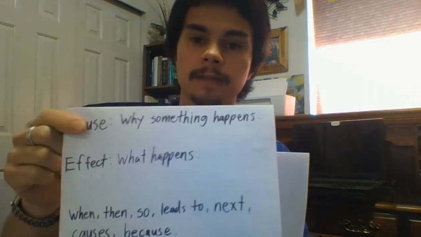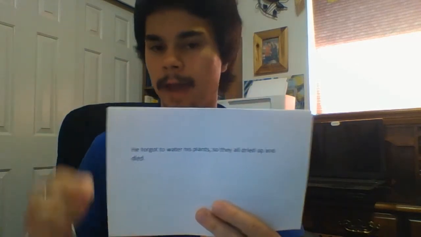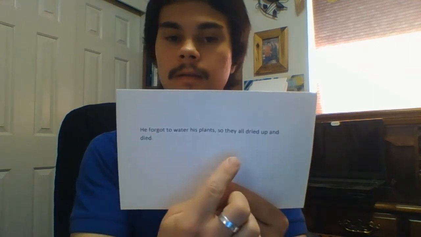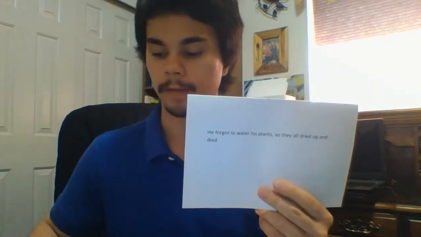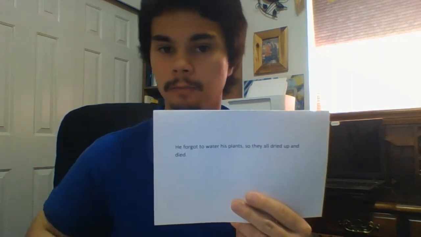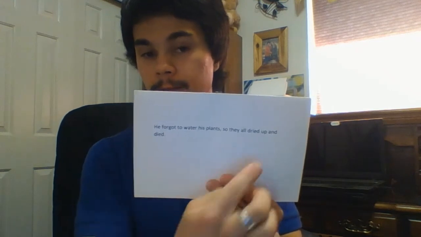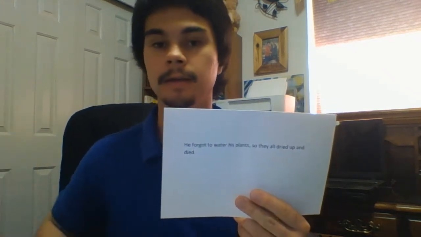Now the effect is what happened because of the cause. So what happened because he forgot to water his plants? They all dried up and died. That would be the effect. Hopefully you got that. So again, the cause is he forgot to water his plants. That's what comes first. And the effect is that they dried up and died. That's what happened because he forgot to water his plants.